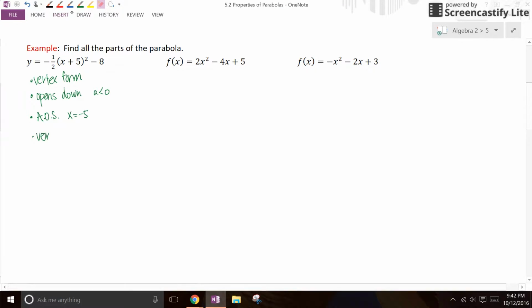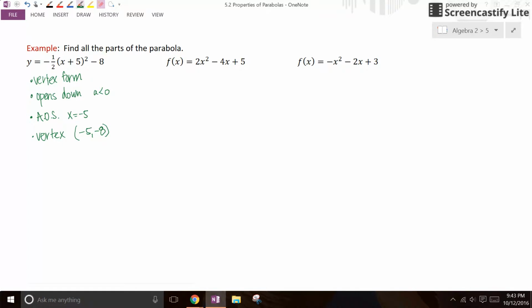I can even tell you the vertex right now. The vertex is the point negative 5, negative 8, right? I just look right there. Remember, you do the opposite of what's in parentheses. That tells you the horizontal translation. And then on the back, it tells you the vertical translation. So negative 5, negative 8. What else could I tell you? I think that's about all.